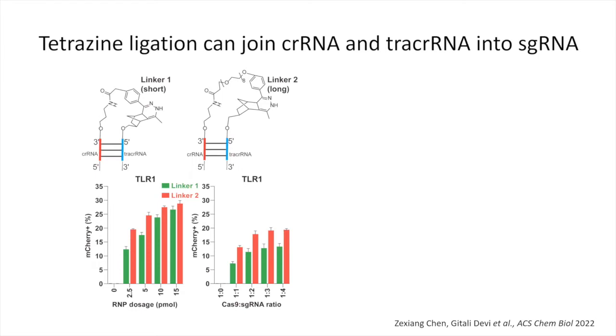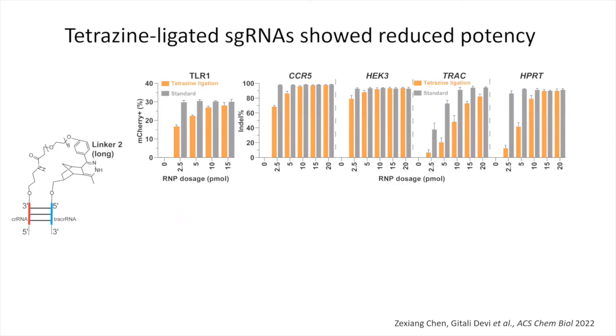But we wanted to compare these at endogenous sites to the native or standard single guide RNA just made with nucleotides. And you can see that at some loci and at high concentrations, these are picomoles into cells, we were able to show similar performance. But as we dropped down to low concentration, and particularly at some loci like this track locus, we saw that our tetrazine ligated guides didn't perform as well as the standard guides, standard single guides.